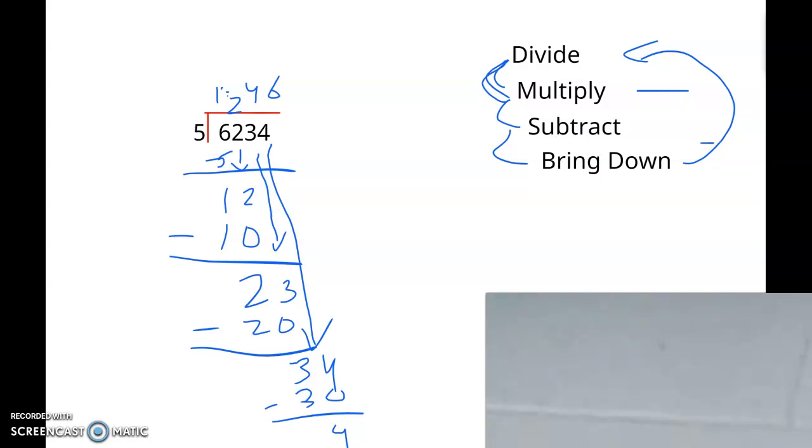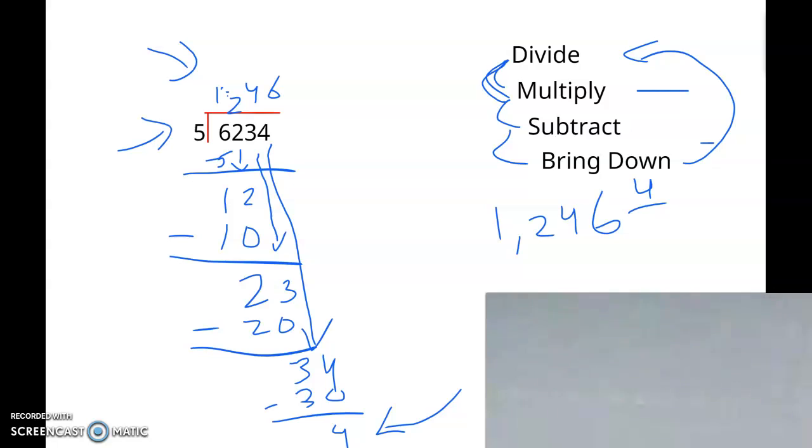So if we wanted to work it out to a fraction, I would take the quotient so far, that's this number, 1,246. And then you take your remainder, this 4, that's the top of your fraction. So the quotient's your whole number. Your remainder is your numerator, so 4. And then the divisor, the number you divided by, is your denominator. So the fractional form of that remainder would be 1,246 and then 4/5. So once again, we just took our remainder and put it on top of the number we divided by.